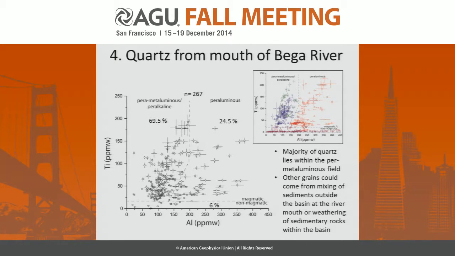And notably, there's also quite a significant contribution to the sediment in the peraluminous field and a small contribution from veins. This is not terribly surprising given the fact that the sediment was sampled near the mouth of the river, so there could have been open system mixing with sediments from the Pacific, as well as contributions from the sedimentary rocks in the catchment, which we did not sample.